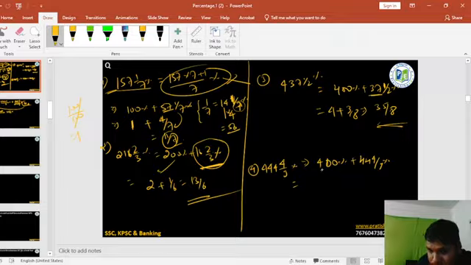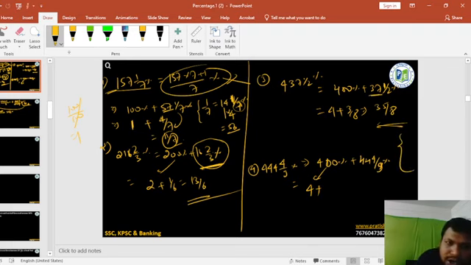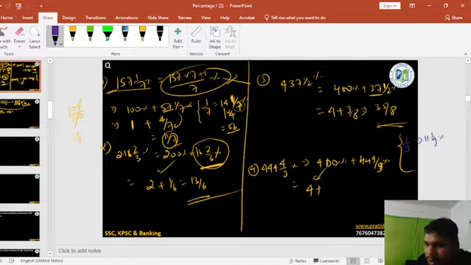Same way here also. 400% is how much? 4, because 400 divided by 100 is 4. Now 44 and 4 by 9. You have to see that here 9. 9 means you already try to do that, everyone. 9 means 1 by 9. 1 by 9 is how much? 11 and 1 by 9%.